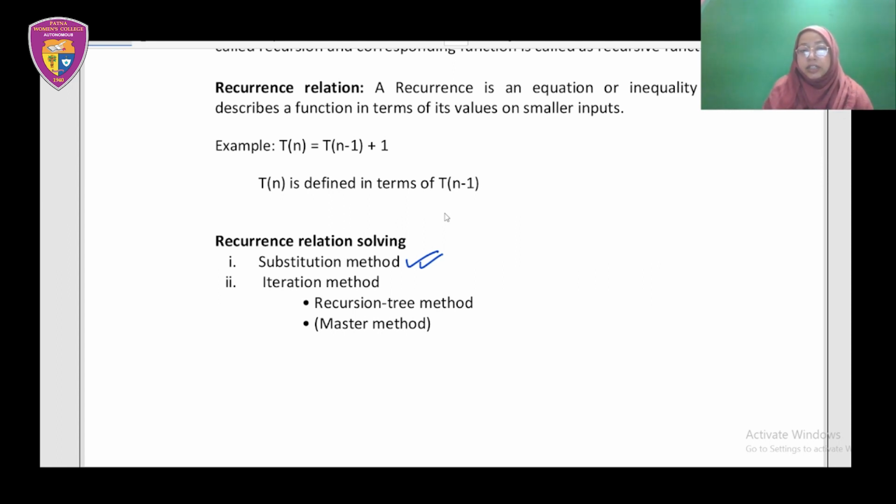So in the iteration method, we have other different structures. One is known as the recurrence tree method. Recurrence tree method means we have a tree-like structure like this.